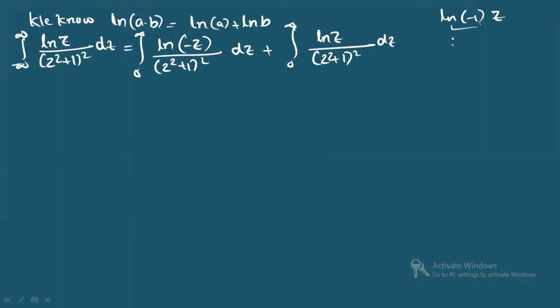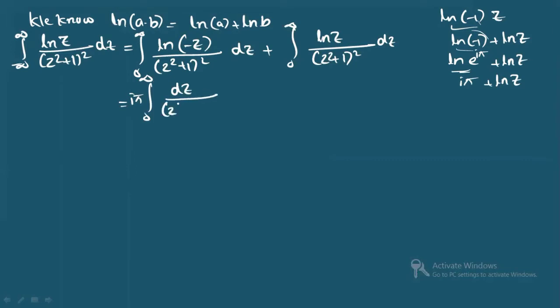Okay, so when you do so, you can write ln(-1) plus ln z. This ln(-1) can be written as what? ln e to the power iπ plus ln z. So ultimately you will get just iπ plus ln z. Yes or no? So this will be iπ times the integral from 0 to infinity dz by (z squared plus 1) whole squared, plus the integral from 0 to infinity. Here I am writing 2 because ln(z squared plus 1) you will have, right? So this is also the same. So I'm writing 2 ln(z squared plus 1) over (z squared plus 1) whole squared dz.